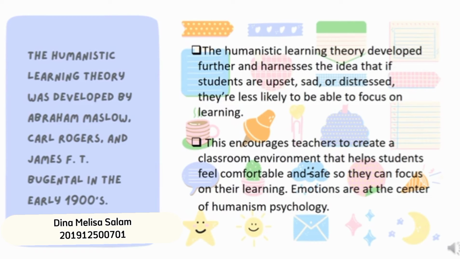The humanistic learning theory was developed by Abraham Maslow, Carl Rogers, and James F. T. Bugental in the early 1900s. The theory developed further and harnesses the idea that if students are upset, sad, or distressed, they're less likely to be able to focus on learning. This encourages teachers to create a classroom environment that helps students feel comfortable and safe so they can focus on their learning. Emotions are the center of humanism in psychology.